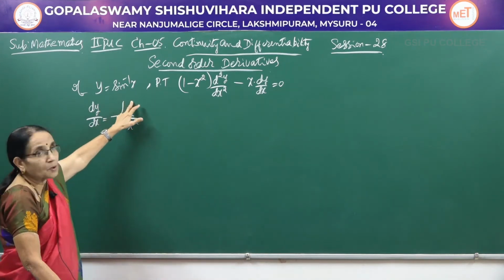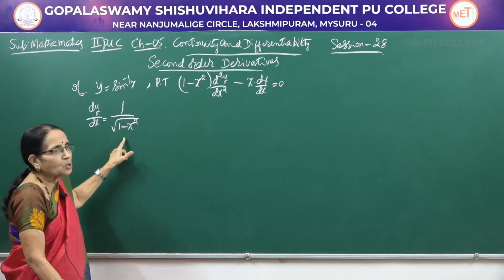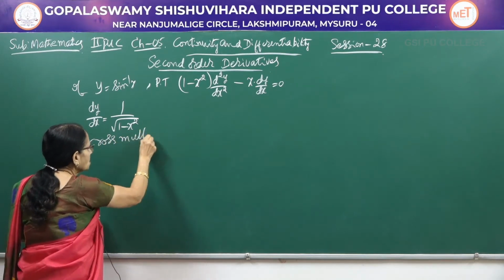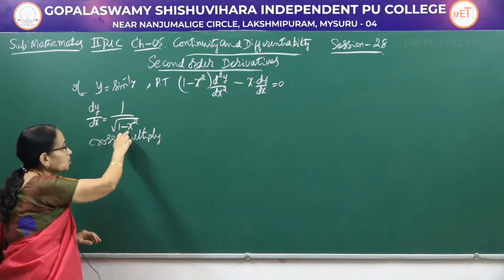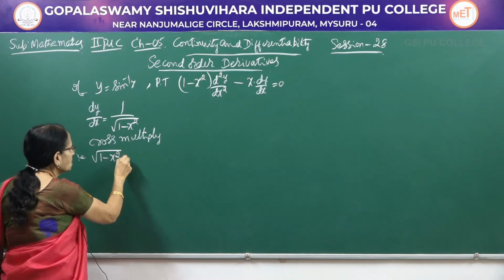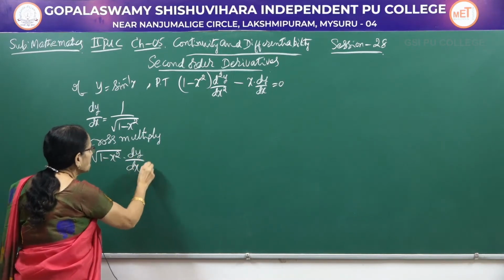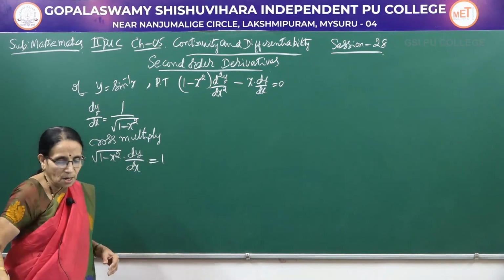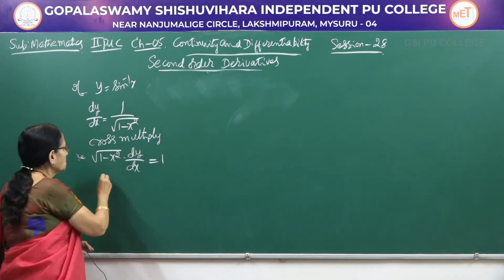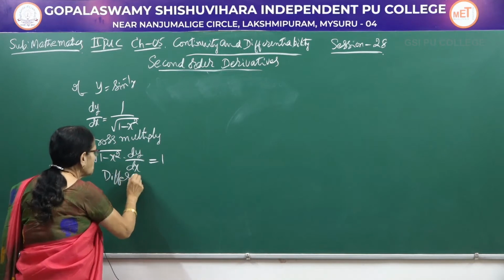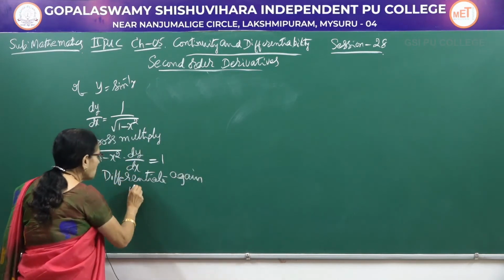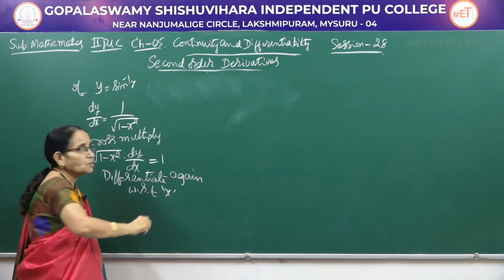So, I started with a given function, differentiated, and I am having 1 over root of 1 minus x square. At this stage, you cross multiply, because always you will be having a term in the denominator, cross multiply. That is root of 1 minus x square into dy by dx is equal to 1. Now, let us differentiate again with respect to x.